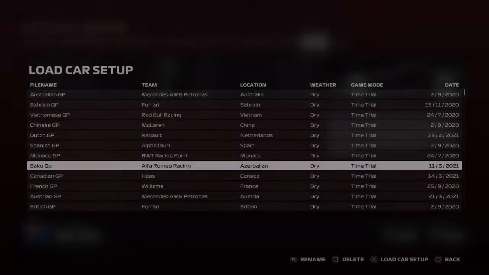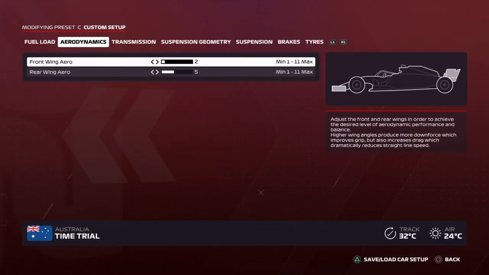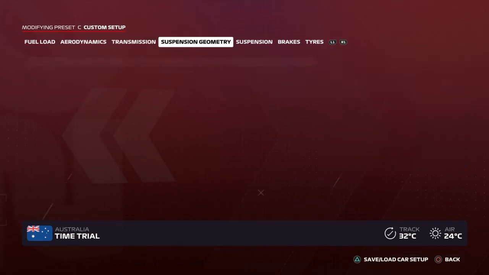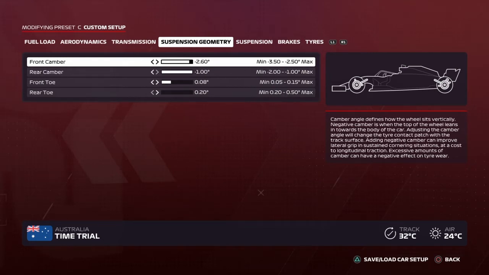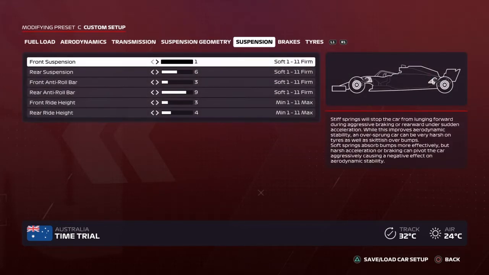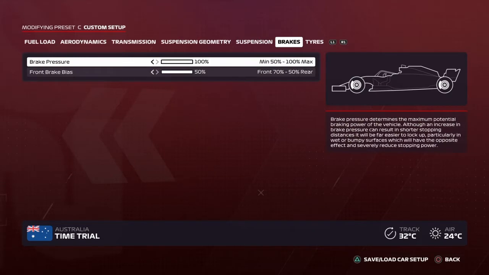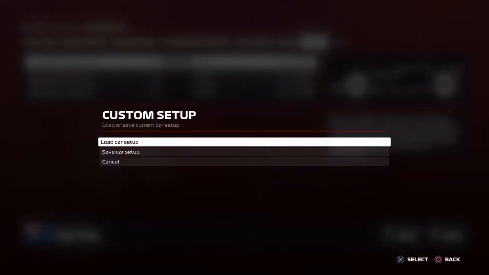On to Azerbaijan for the Baku Grand Prix, 2.5 wing, 50/55, 2.61, 0.08, 0.2 for the suspension geometry, 163, 934 on the suspension, and all the way to the left for the tyres. My brakes are pretty much 150% for the majority of these setups.